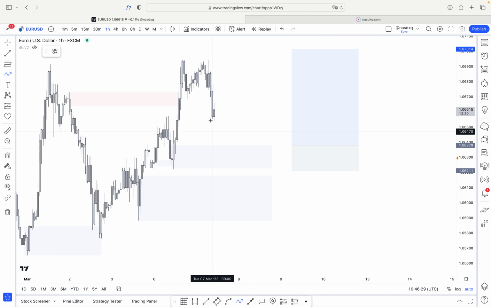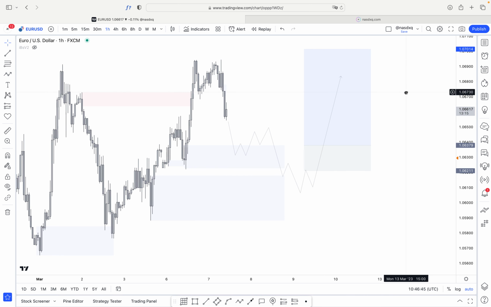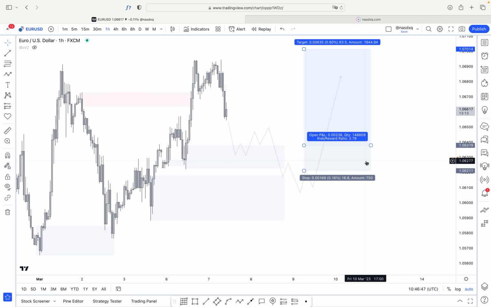Let me do a little sketch here. So they'll push price down into this demand. They might get an initial reaction, something like that, before starting to push it down, take them out, tag us in, maybe move a little bit deeper into the zone before shooting off. So something like that could potentially happen.